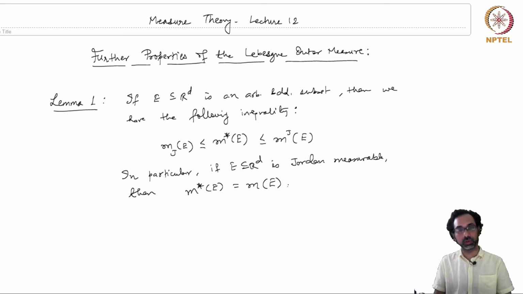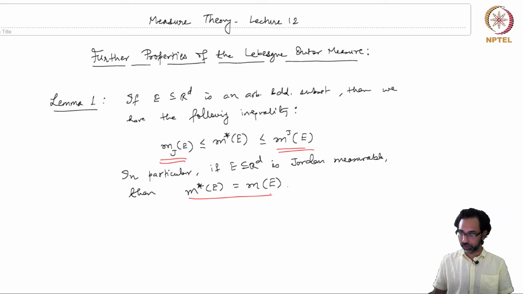So this also holds for elementary sets, because elementary sets are Jordan measurable. With this inequality we can deduce, because if E is Jordan measurable, then these two things, the inner and outer Jordan measures, are equal, and so we have an equality with the Lebesgue outer measure of the Jordan measure. Okay, so let's try to show this result.